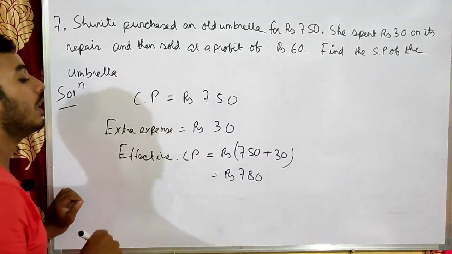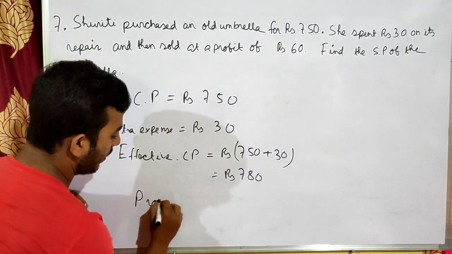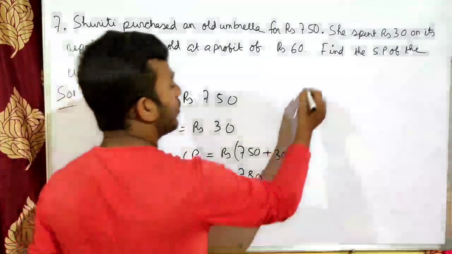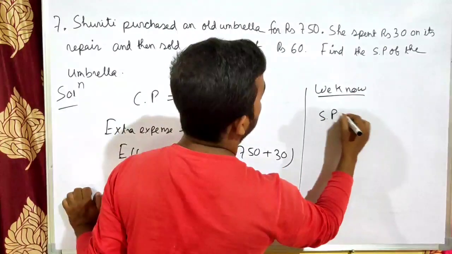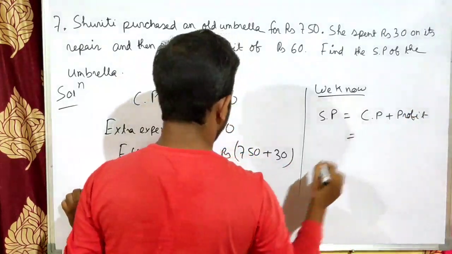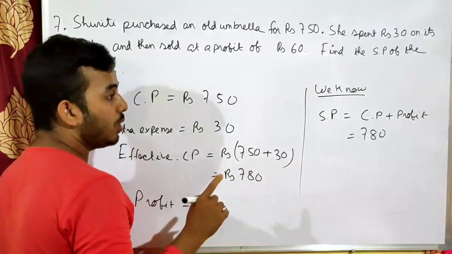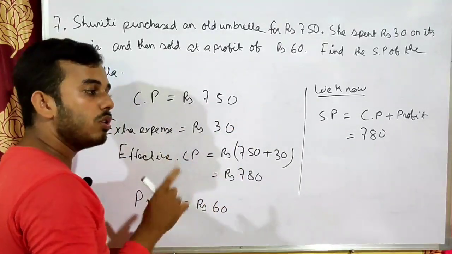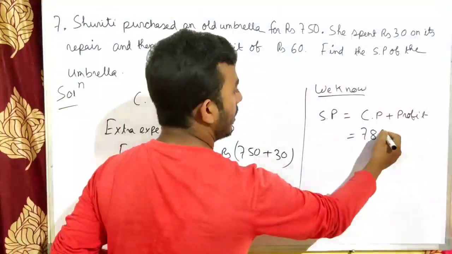After this clear? Okay, now one more piece of information is given here. Profit equals rupees 60. Now we can easily find the selling price, because we know selling price, that is SP equals CP plus profit. After this clear? So here CP is how much? 780, isn't it? Here we are considering the effective cost price, that is our total cost price, not this one, because she has invested rupees 30 more in the umbrella, so that will be included in the cost price. So here effective cost price is 780.